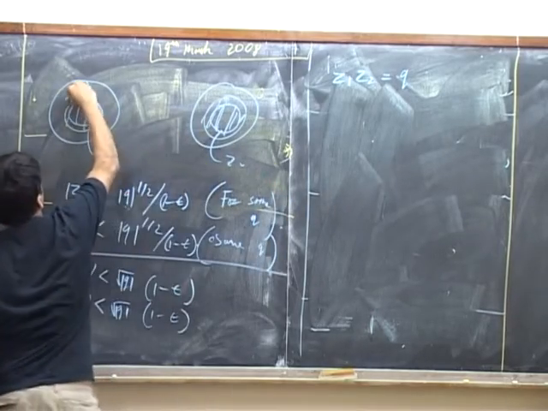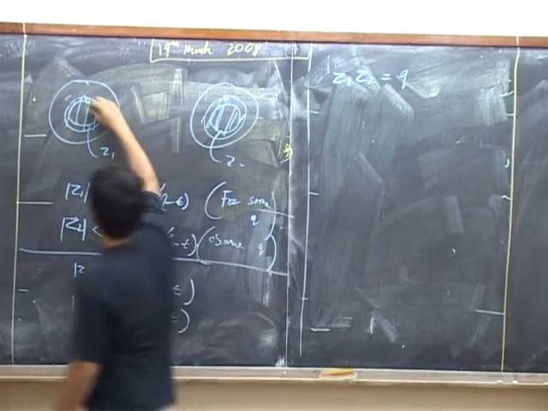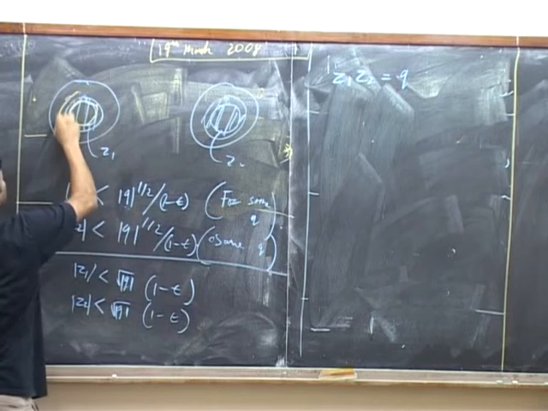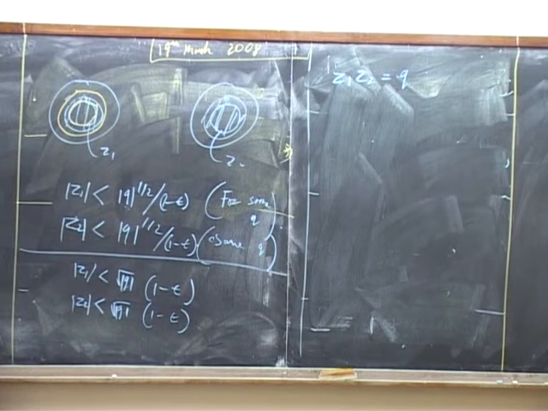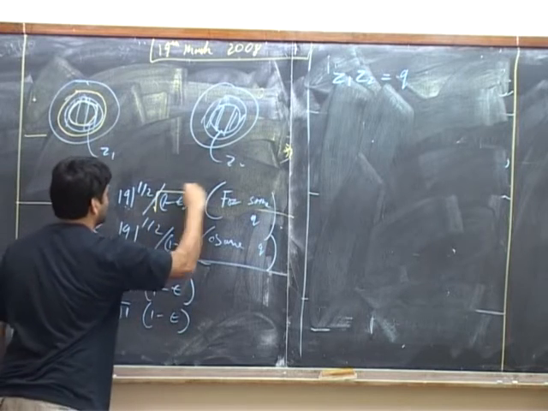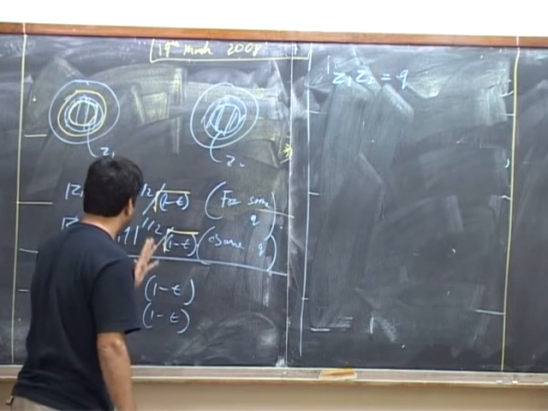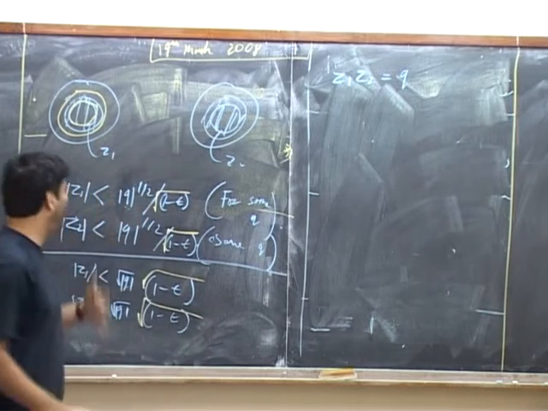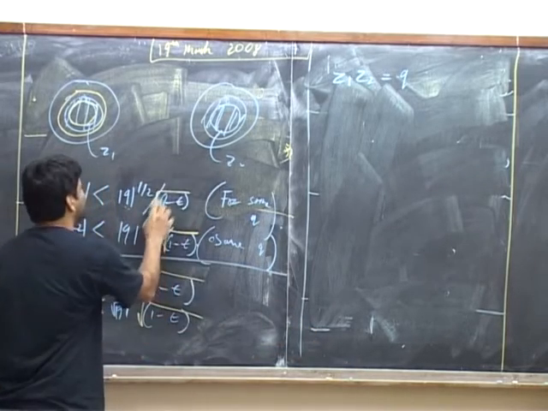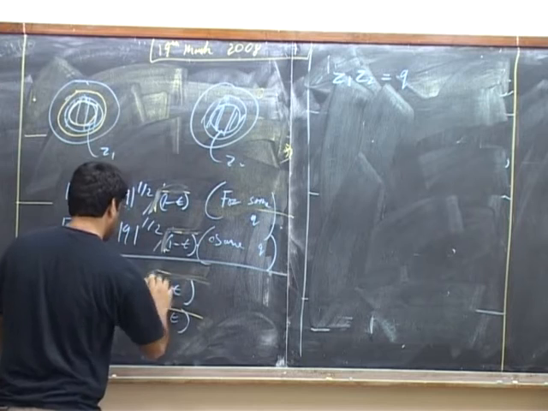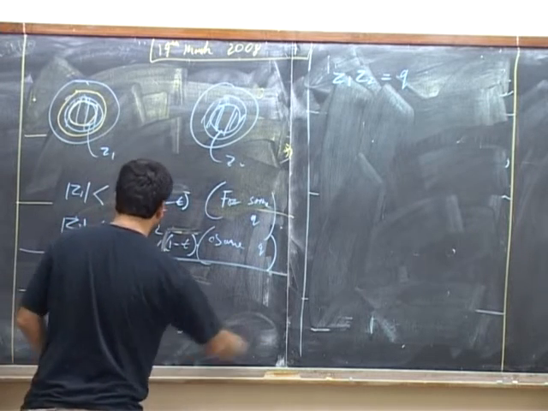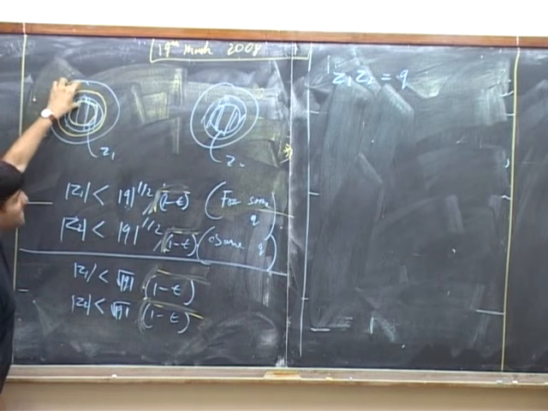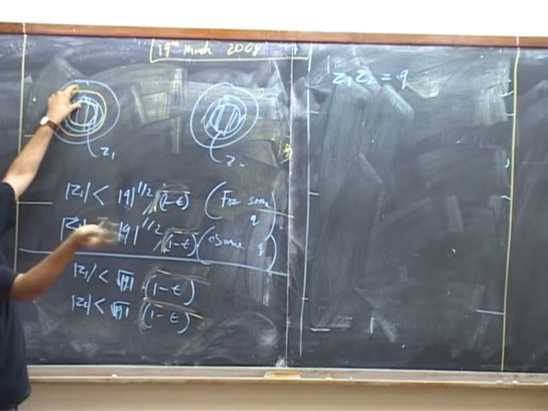So the angular region that remains was between square root q times 1 minus epsilon and square root q times 1 plus epsilon. This is the angular region that remained, after the rest was removed.